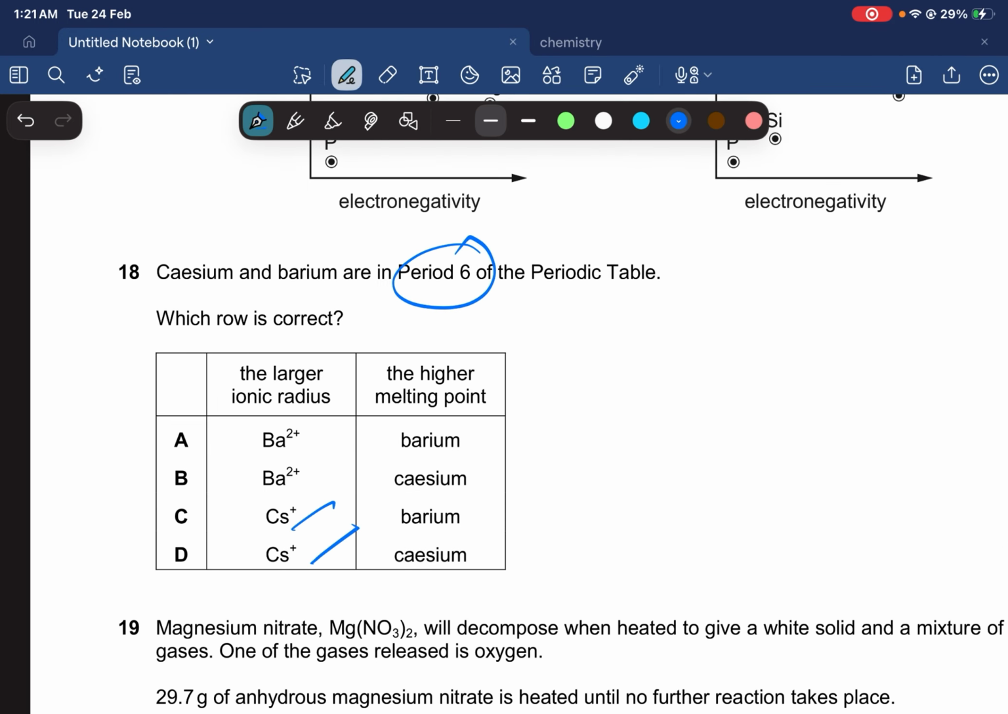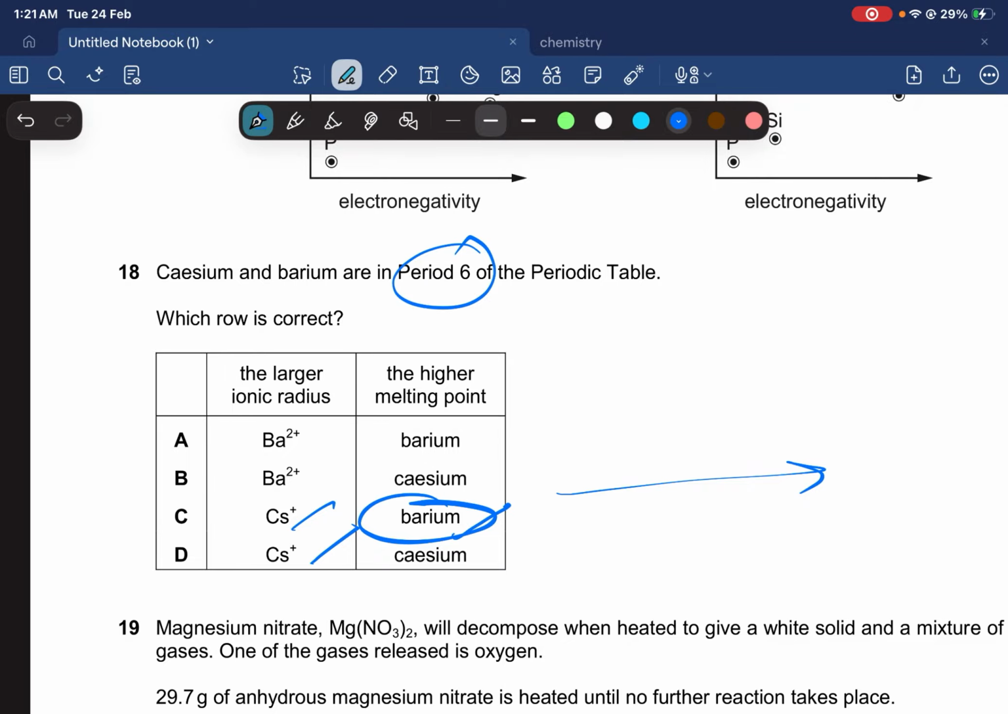The higher melting point, obviously, is that of barium, because across the period, group 2 is going to have a higher melting point. There's stronger metallic bonding in group 2 compared to group 1 because they lose 2 electrons, so 2 delocalized electrons are attracted towards a 2 positive charge, compared to 1 electron attracted towards a 1 positive charge. So C.